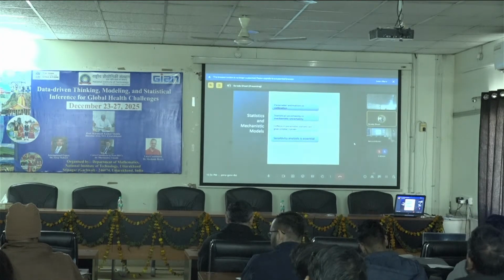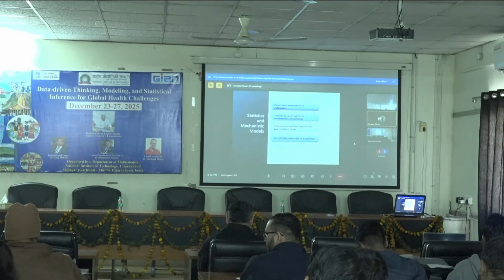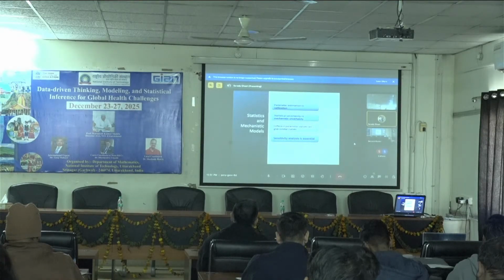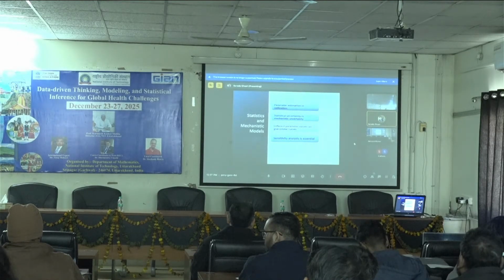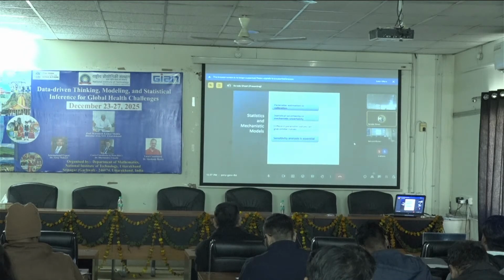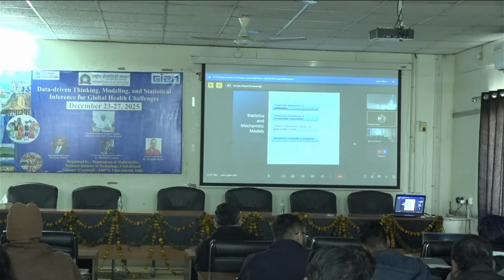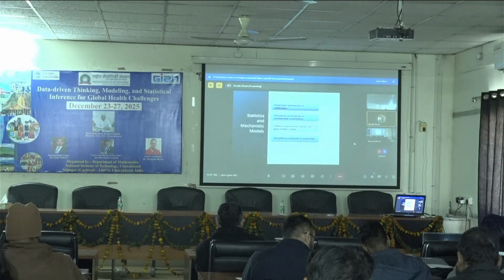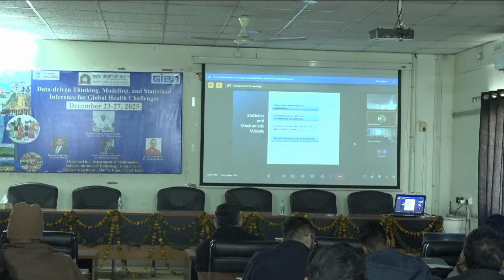We estimate the model parameter, whereas calibration is adjusting parameters so the model output matches observed data patterns. So here is the basic difference between parameter estimation and calibration. Next one is statistical and mechanistic uncertainty.